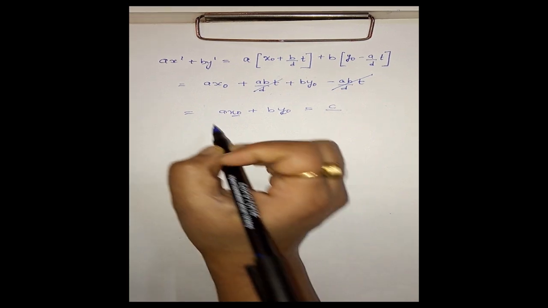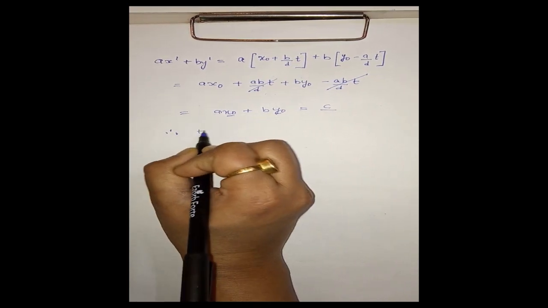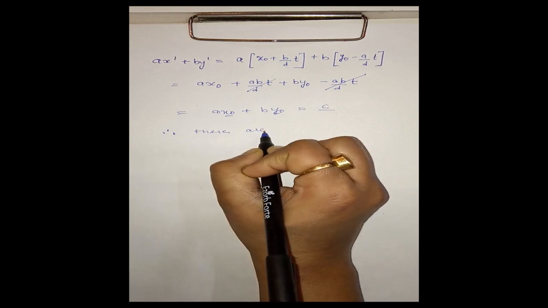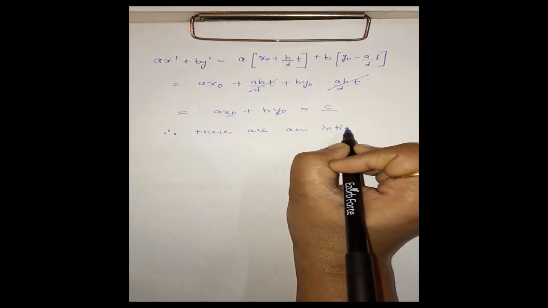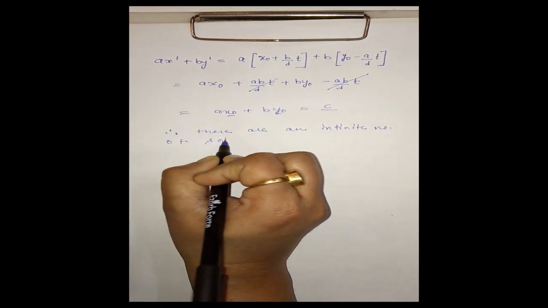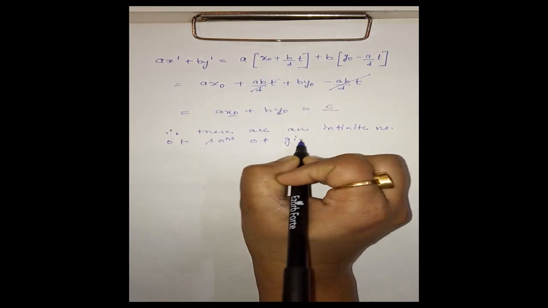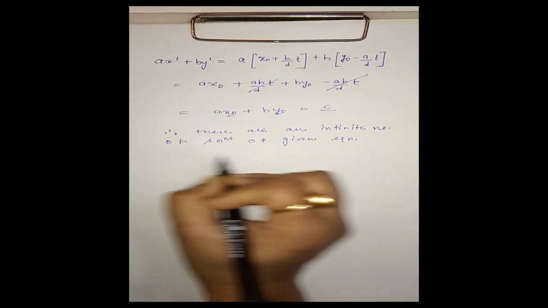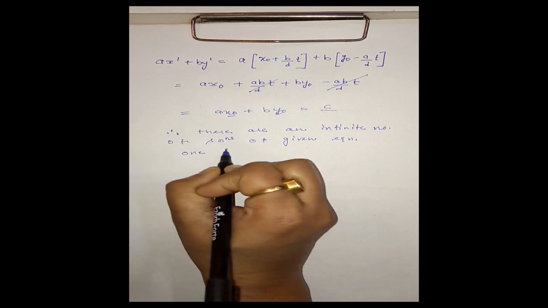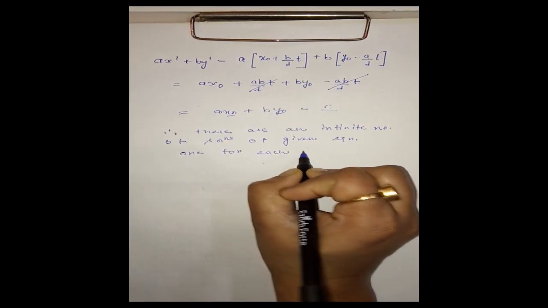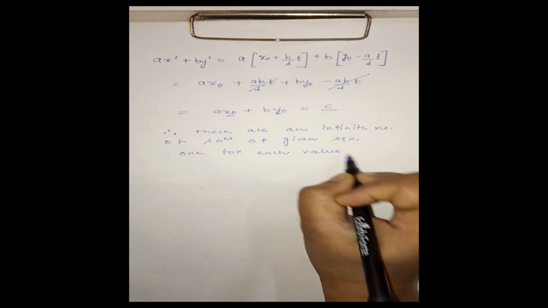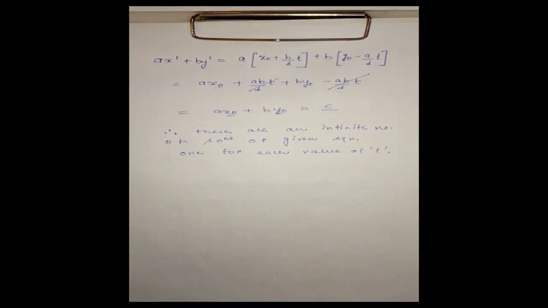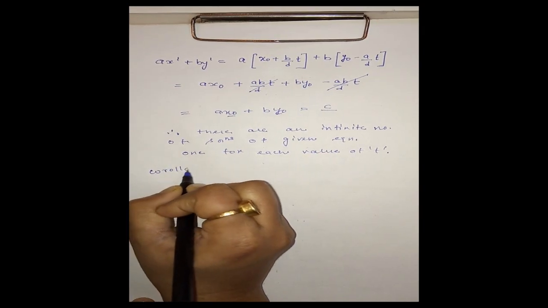Therefore there are an infinite number of solutions of given equation, one for each value of t, where t is an integer. Okay, one for each value of t. Clear? Now we come to corollary to this theorem.